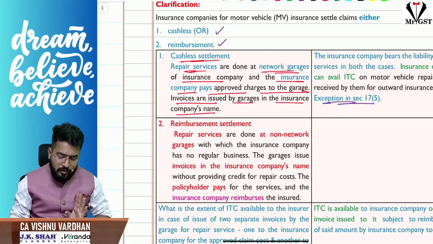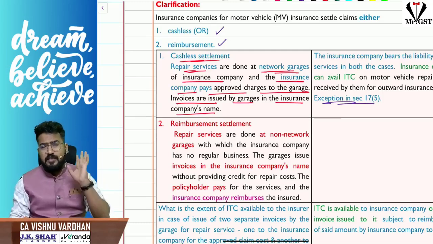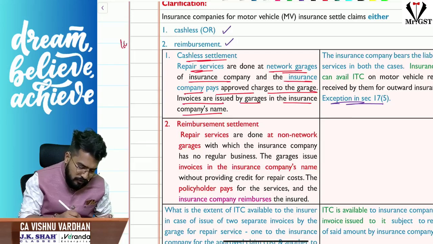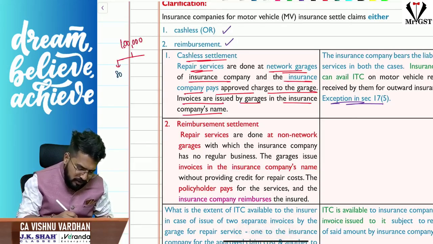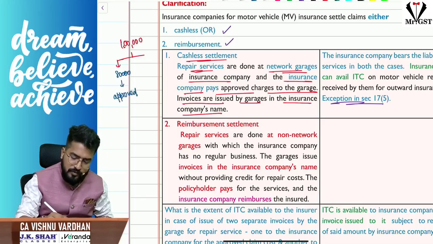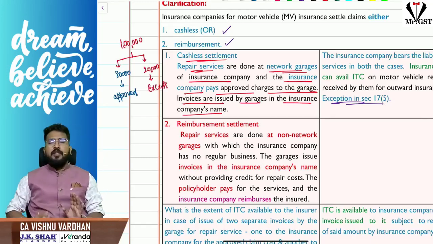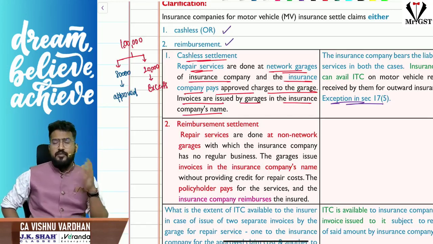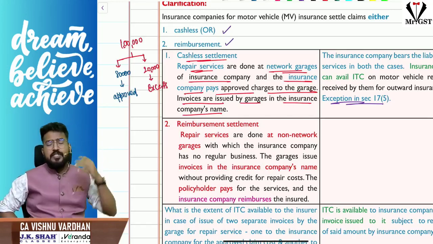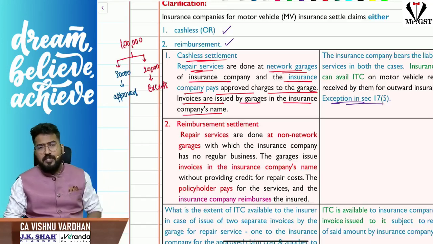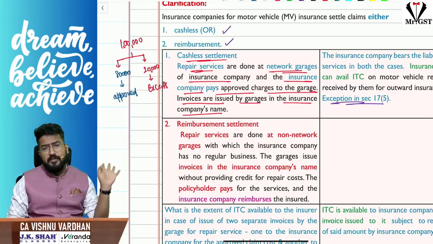Now in that, sir, whatever the repairs are, let us assume 1 lakh repairs, 80,000 is approved, and 20,000 is excess cost. Now 20,000 I will pay to the network garage. 80,000 the insurance company will pay directly, full cashless processing, simple. That means the insurance company will not take even 1 rupee from me. Okay, this is one way.